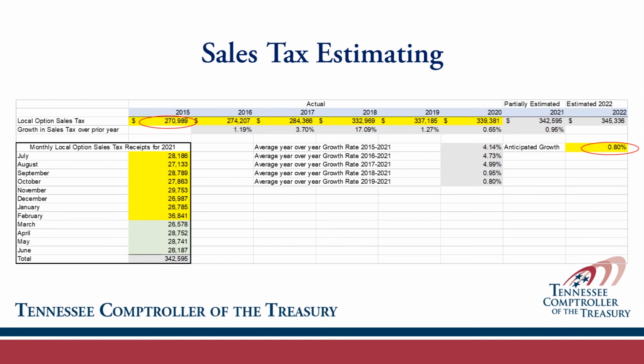And we always explain that GFOA recommends at least 16% in your fund balance. So 16% of your expenditures saved up in your fund balance. It's about 2 months. So after you've done that, it is going to auto-generate your estimate for 2022. So based on that growth percentage, the tool spat out, I think, 345,336. So there you go. That's what you'll use for your sales tax estimate in your budget.